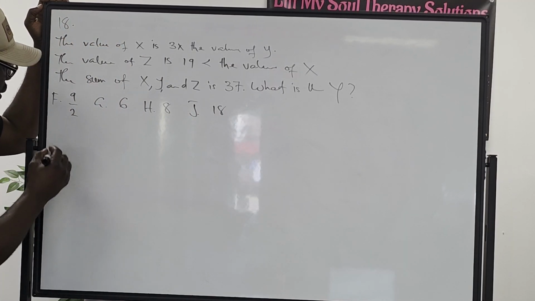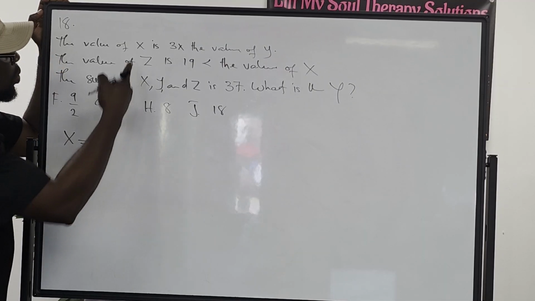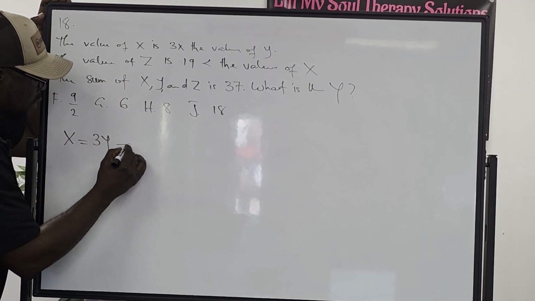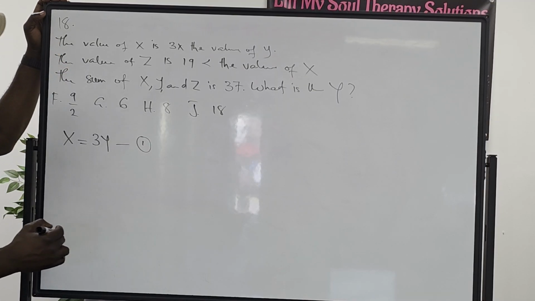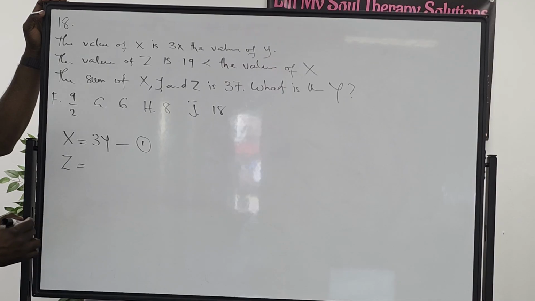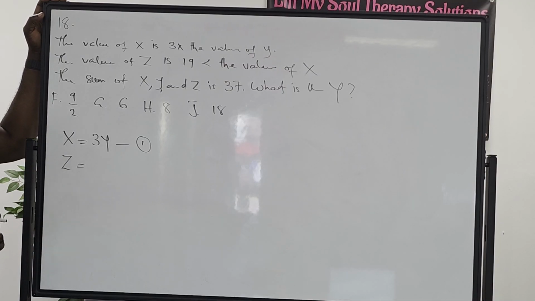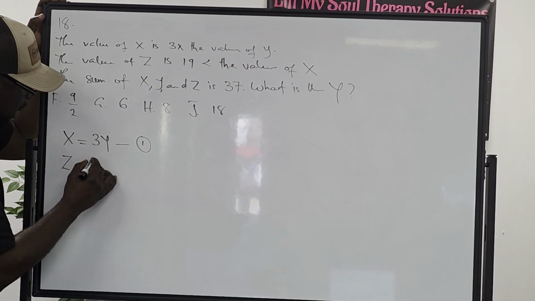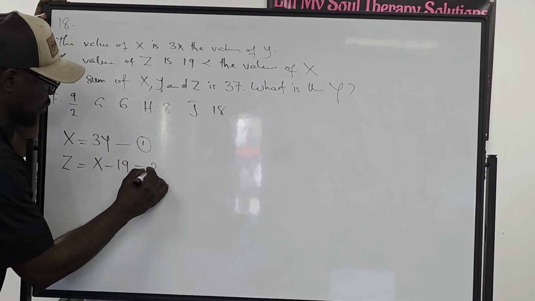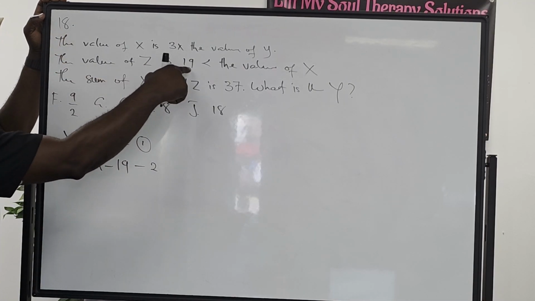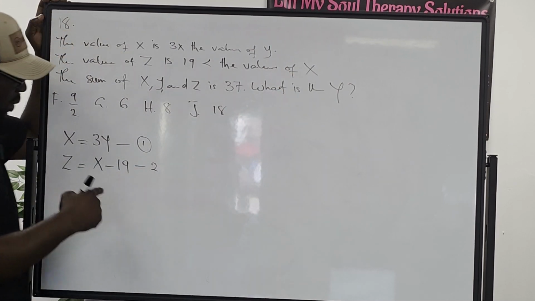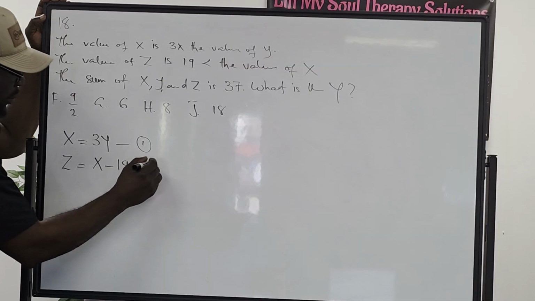The value of x, they say, is 3 times the value of y. So x is 3y. Let's call this equation 1. The value of z, they say, is 19 less than the value of x. So that means x minus 19. That's equation 2. The value of z is 19 less than the value of x, so that is x minus 19.